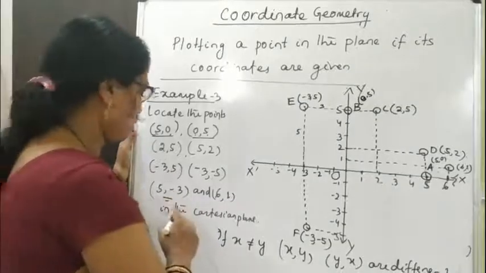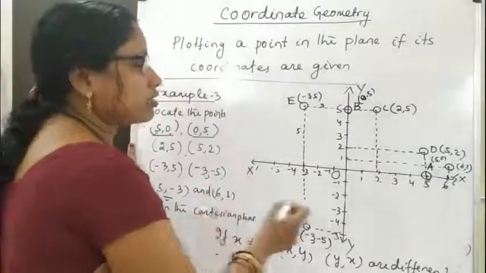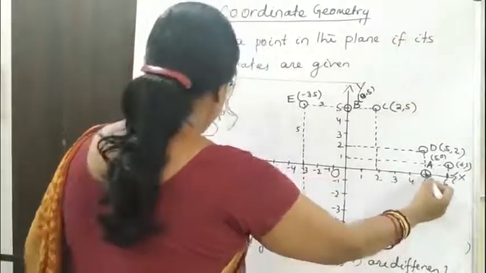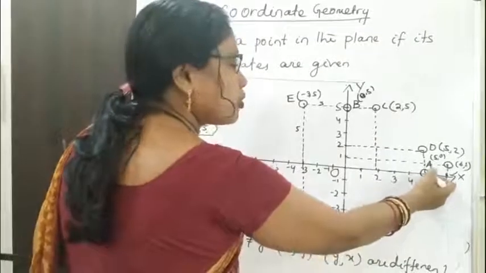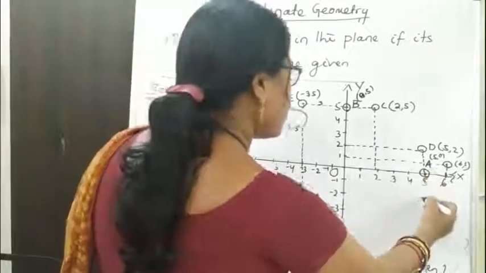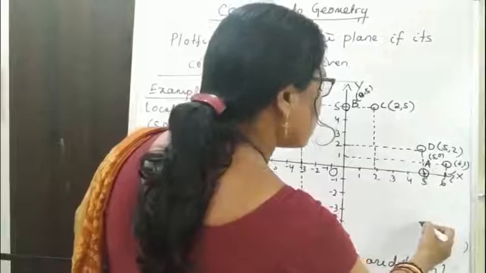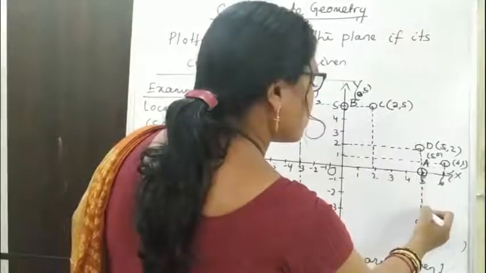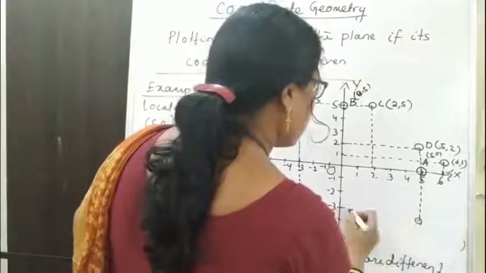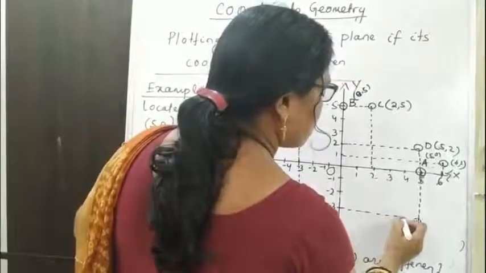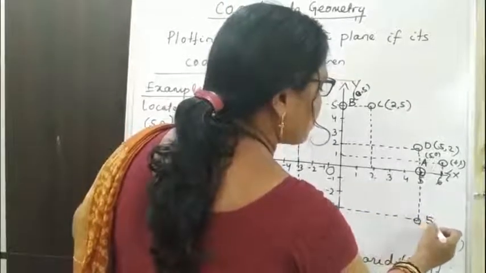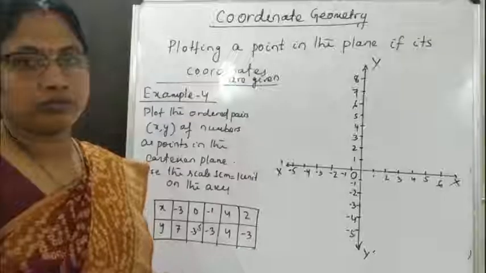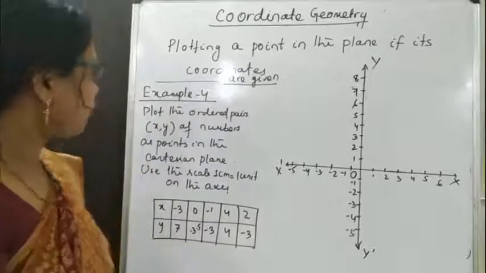One point was left, (5, -3). So 5 along the x axis, this is 5. Then -3, we have to move towards the negative direction. So this is 1, 2 and 3. So this point is (5, -3).